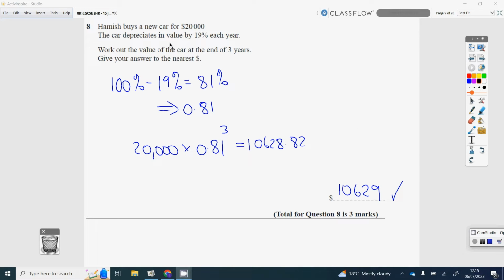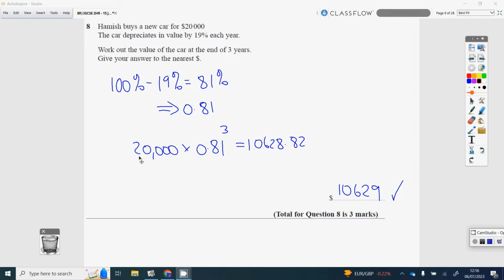Question 8. Now, when a car depreciates by 19% each year, it loses 19% of its value each year. So we're taking away 19% of what we started with each year. So 100% take away 19% is 81%. Dividing this by 100, this gives us a multiplier of 0.81. So we can go straight into a calculation to go straight to final answer.